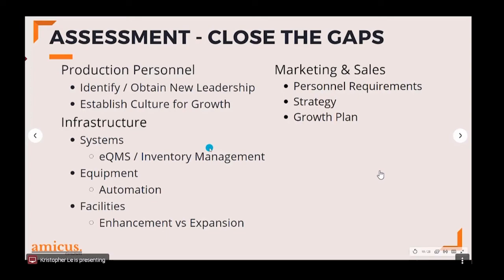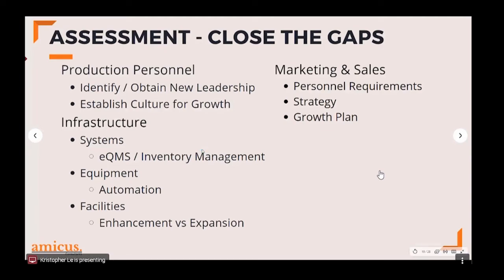Okay, so understanding the assessment and closing the gaps is really what you're doing with your URS, right? So you've analyzed where you're at, what your capacity is, what your costs are. You've determined what your potential gaps are to that growth plan or what you're trying to do. And then when you write this URS, when you write this master document, you're basically trying to understand how you're going to close the gaps. It's really your plan, right?